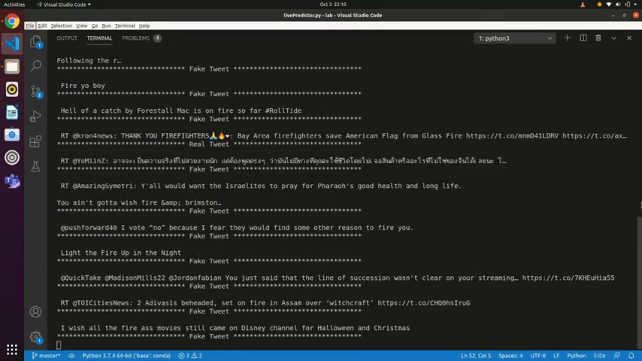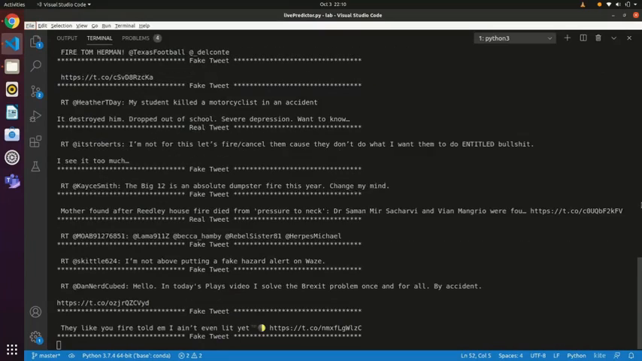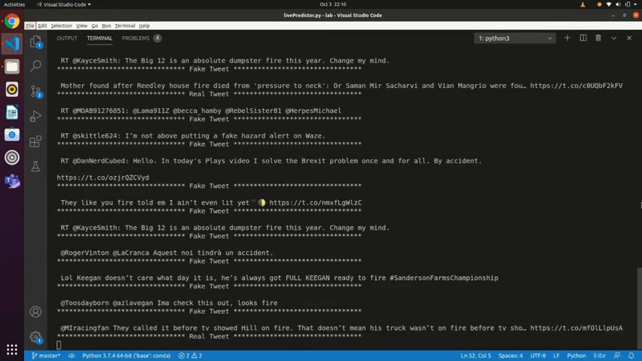To put our models to the test, we used Twitter's API to extract tweets from Twitter and classify them in real time. And here are the results which we obtained.